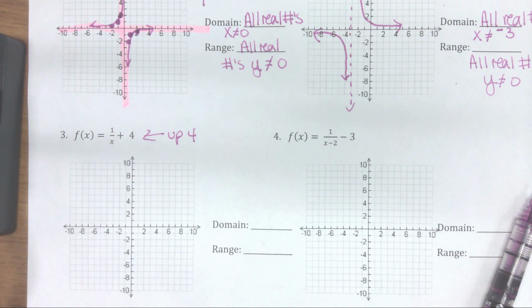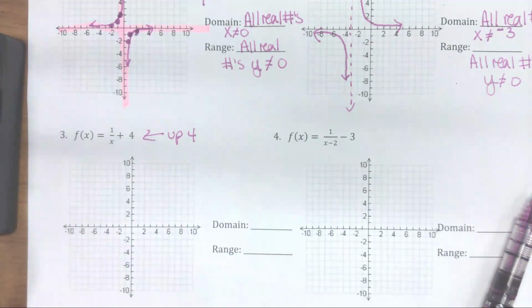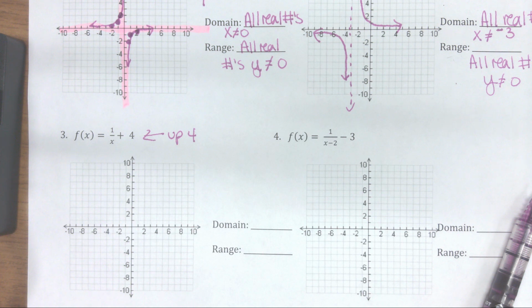Okay, so we have 1 over x. I'm going to take this off now. 1 over x. Watch what happens when I do plus 4. How did it move? Up 4. And so instead of the y-axis, let's go ahead and put a horizontal line dashed at 4. Did the x change at all? No.